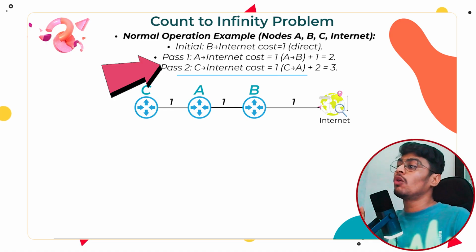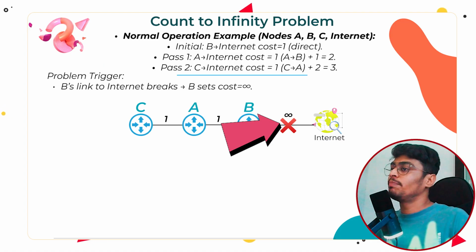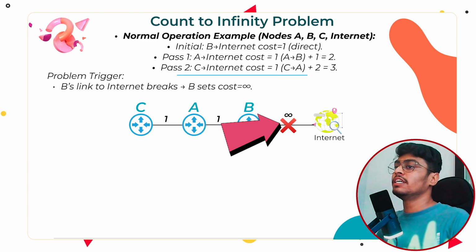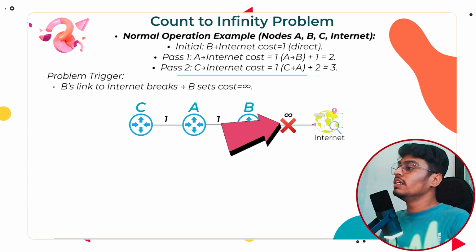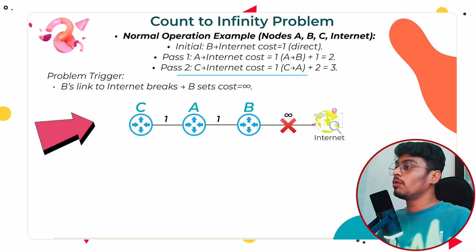Now, what is the count to infinity problem? Let's say the link from B to the internet breaks. B immediately knows this and sets its cost to the internet as infinite. Here's where the problem occurs. Now let's understand the count to infinity problem after the link break.